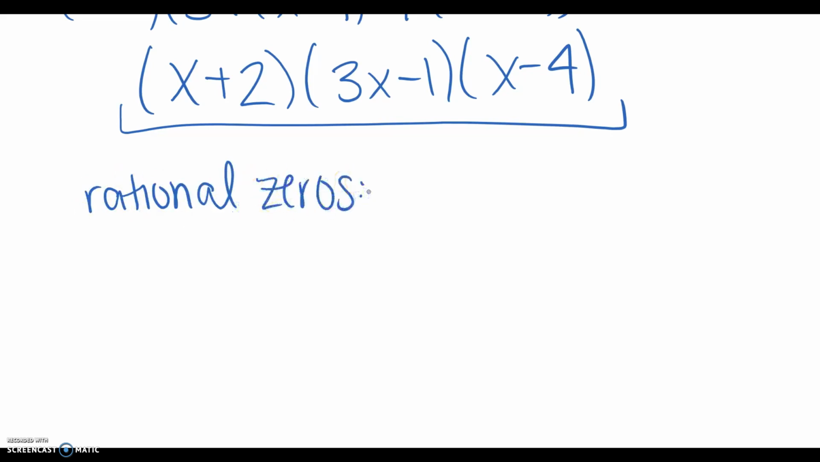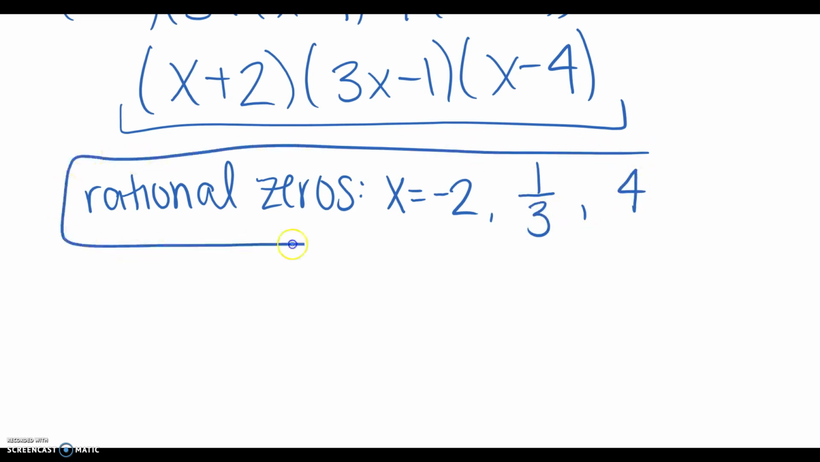So to find our rational zeros, we could use the zero product property. So we're going to have x equals negative 2. If we set 3x minus 1 equals 0, we'll get positive 1/3 and positive 4. So those are our rational zeros.